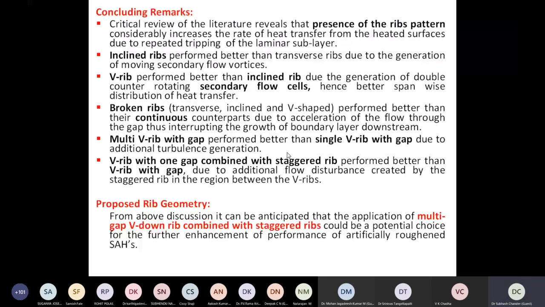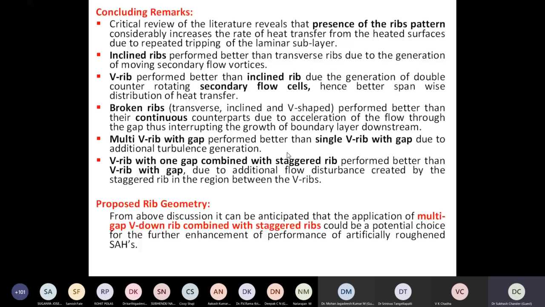Inclined ribs perform better than the transverse ribs. V-ribs, because of the creation of secondary flow cells, perform better than inclined ribs. Double that of double, because in inclined ribs, again, there is a generation of rotating vortices. Broken ribs basically give you a lesser pressure penalty because the friction factor will reduce, but we can still get satisfactory tripping of the boundary layer.